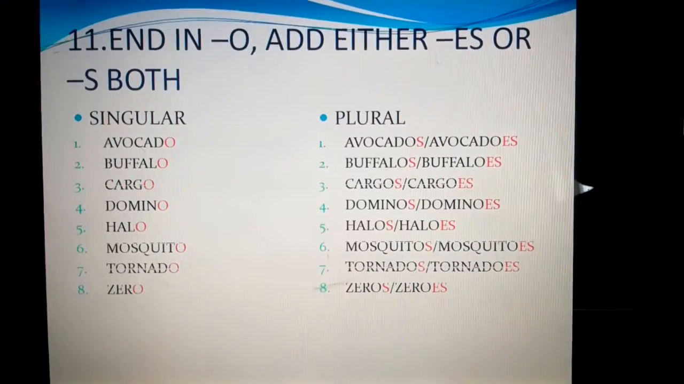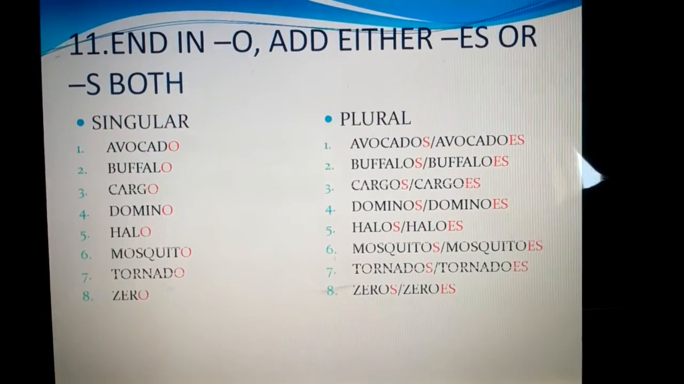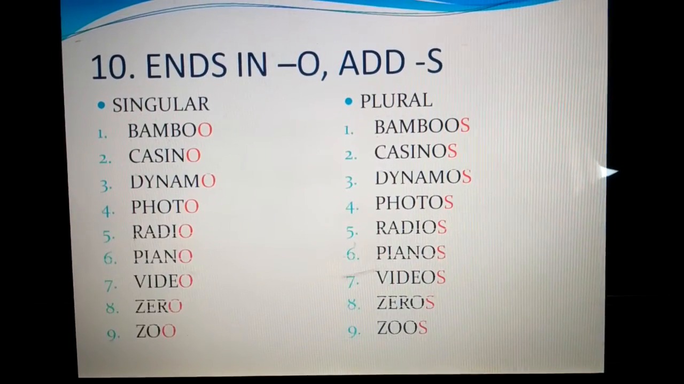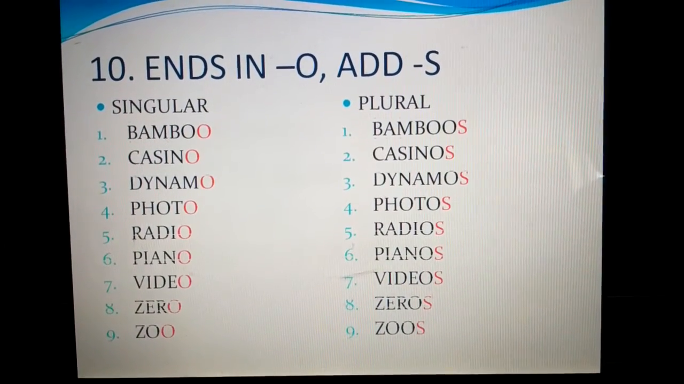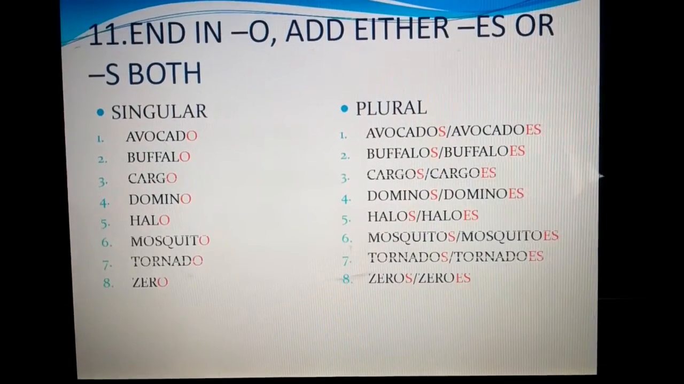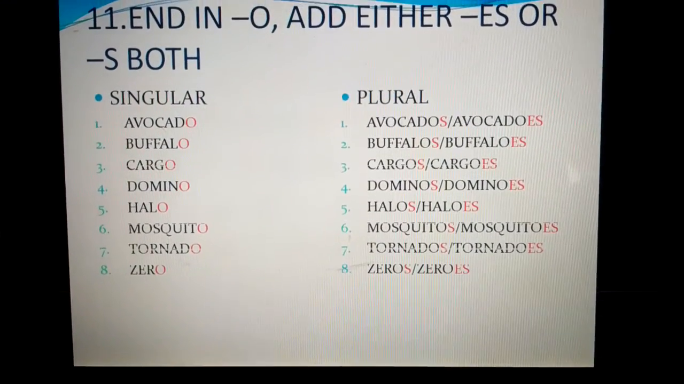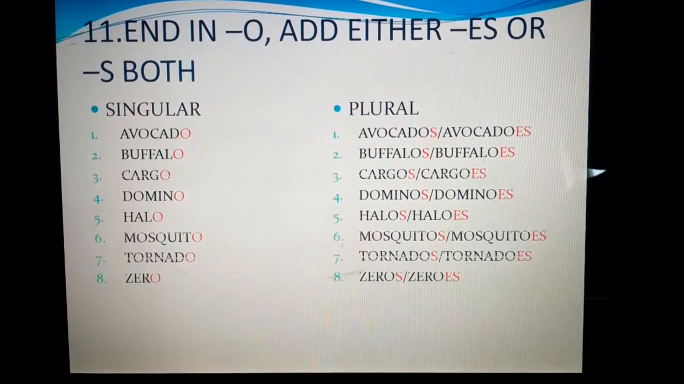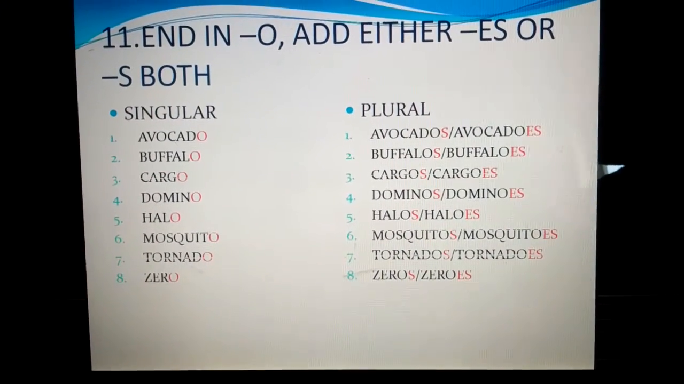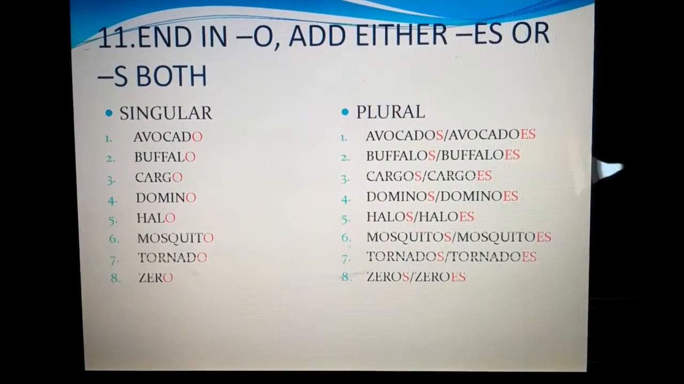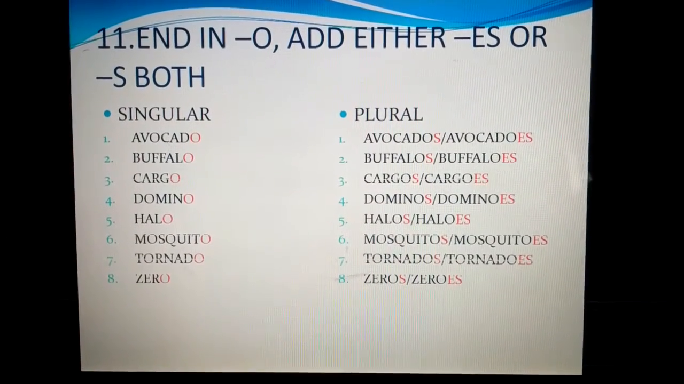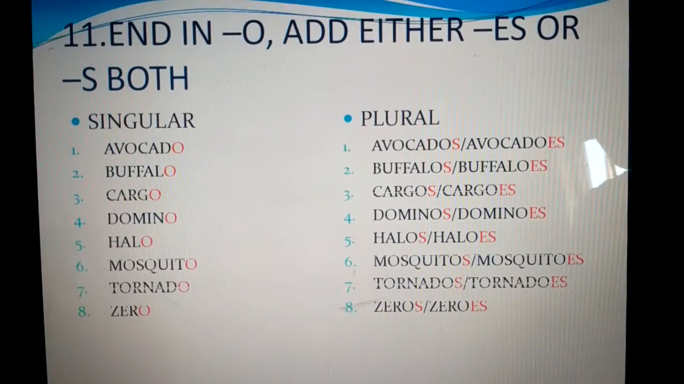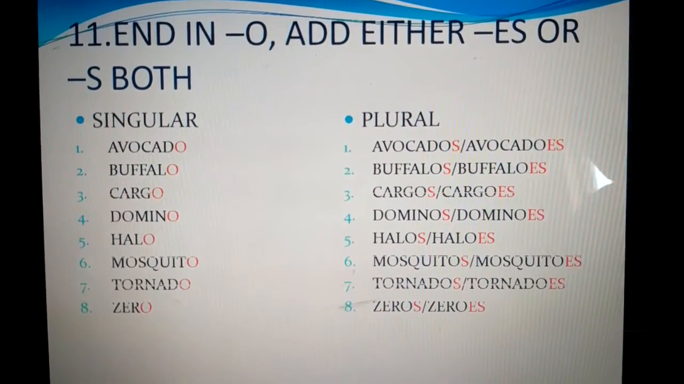Ends in o, add either es or s. Both are correct. For example, look at here. Here we add s, but if you change to es, this is also correct. Okay. So avocado, avocados, s, es, both are correct. Buffalo, cargo, domino, hello, mosquito, tornado, zero. Okay, these both are correct. Either s or es. If you add anything, both are correct.